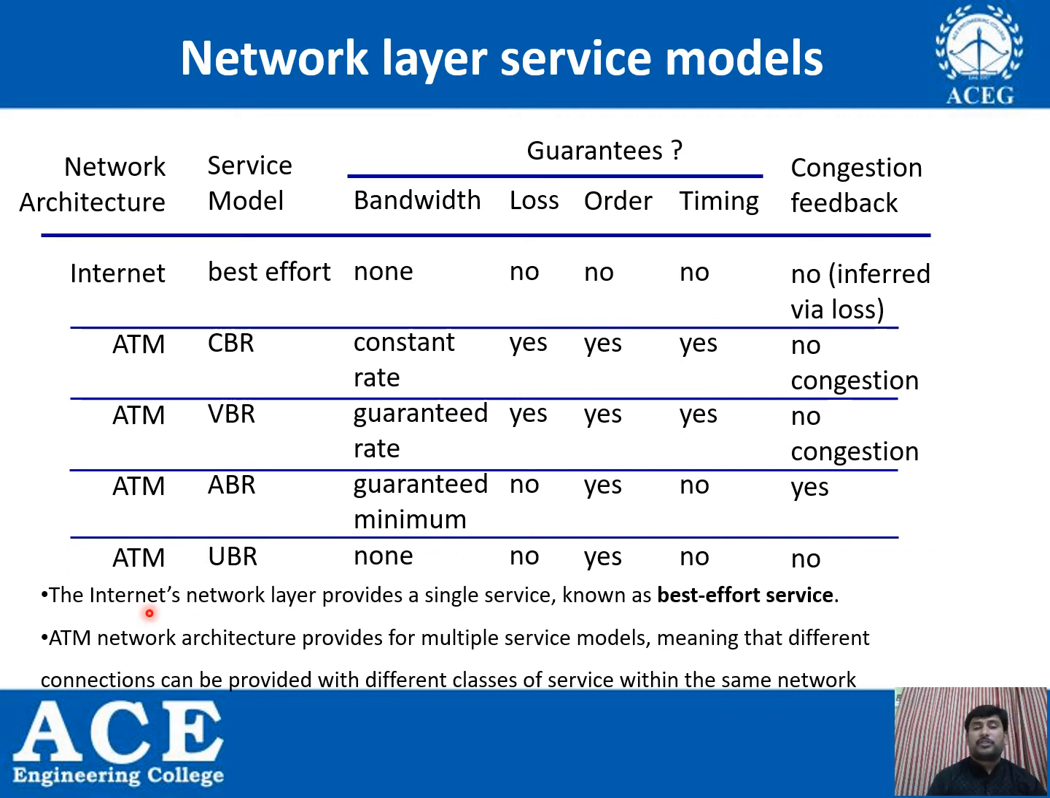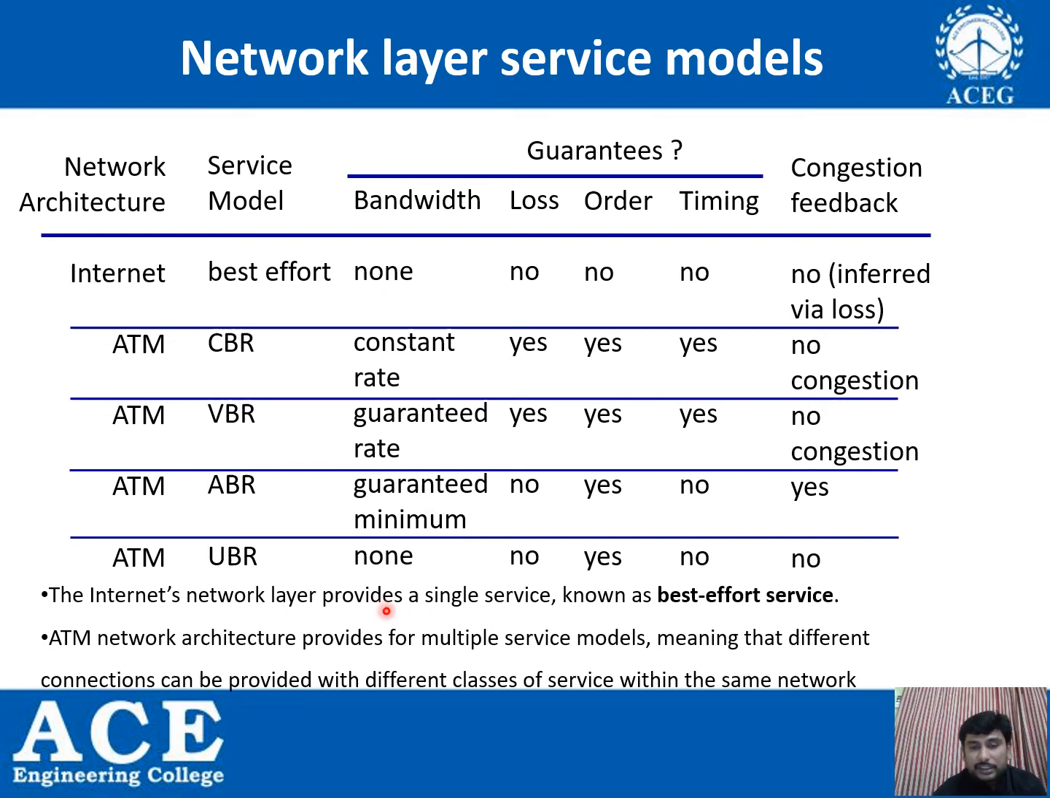The last version of ATM is unspecified bitrate. You find it almost similar to our internet best effort. The only difference in unspecified bitrate is that the order will be the same in which it has been generated. In all remaining parameters, it is the same as internet best effort. So among all of these, the best version is ATM CBR. The worst version is internet best effort service.